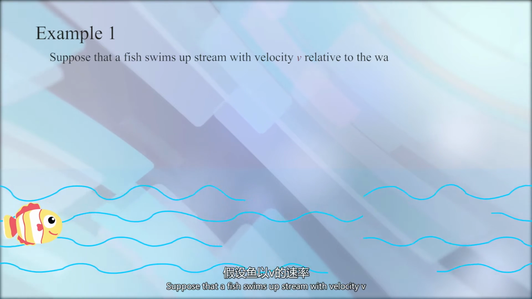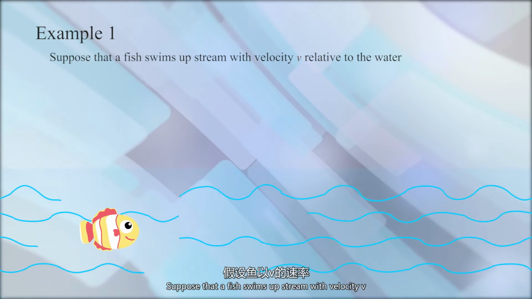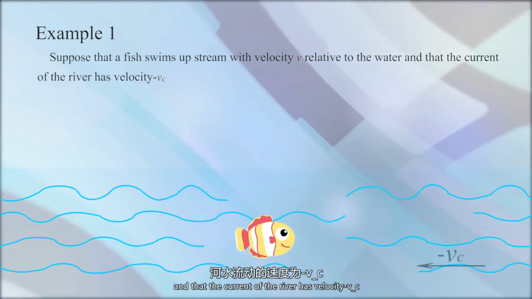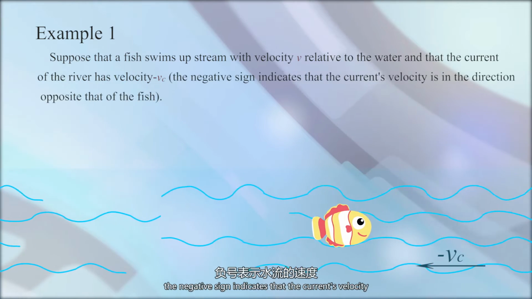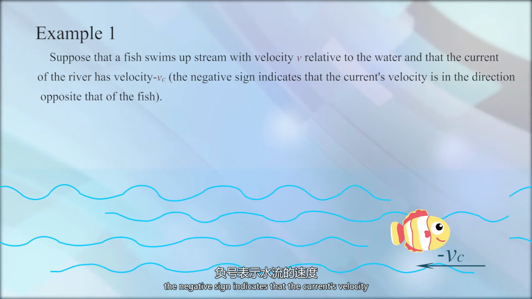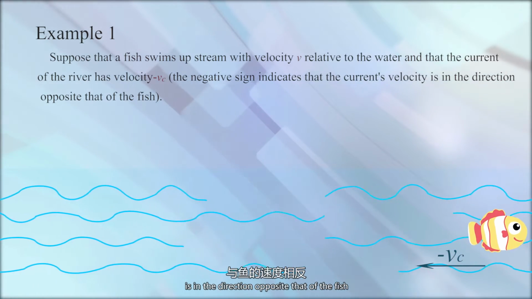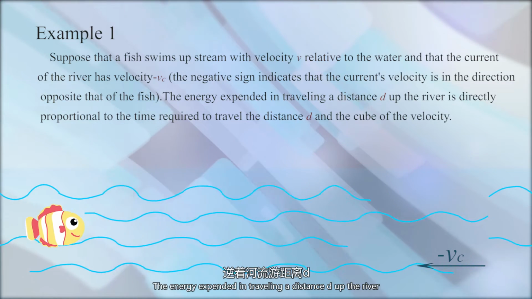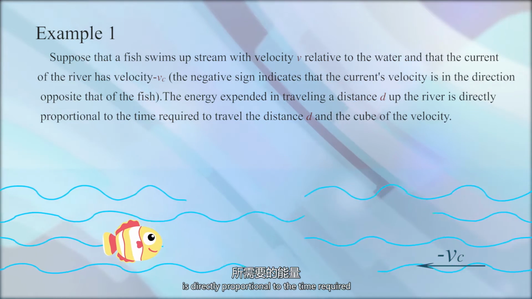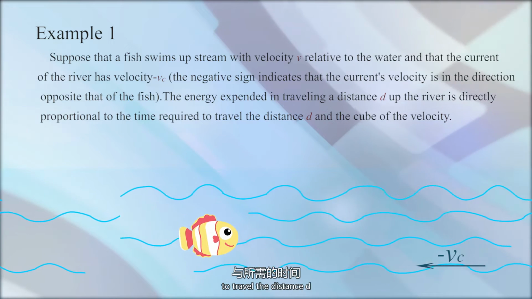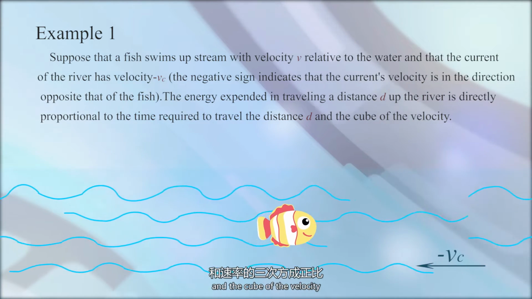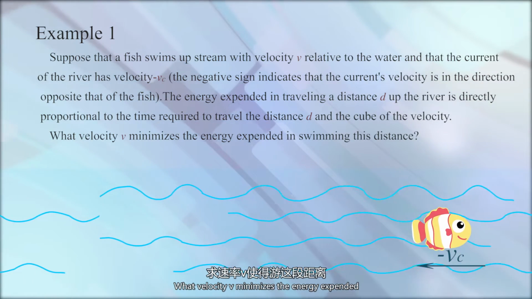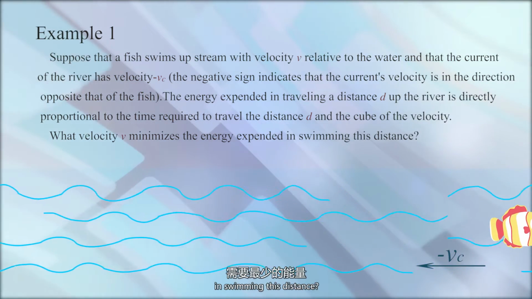Suppose that a fish swims upstream with velocity v relative to the water and that the current of the river has velocity minus v sub c. The negative sign indicates that the current's velocity is in the direction opposite that of the fish. The energy expended in traveling a distance d up the river is directly proportional to the time required to travel the distance d and the cube of the velocity. So, what velocity v minimizes the energy expended in swimming this distance?